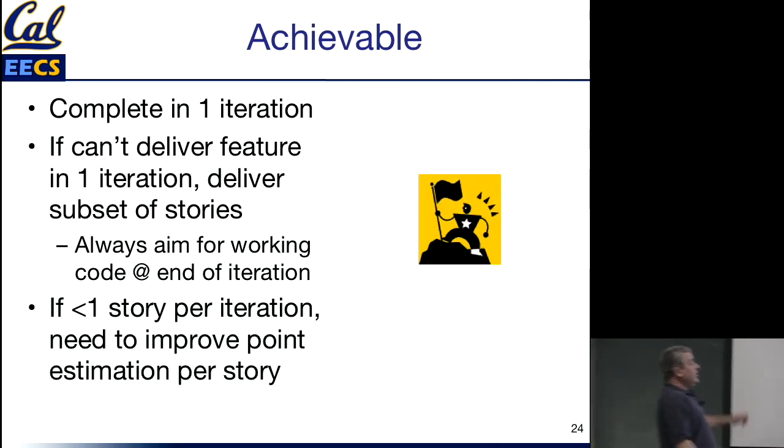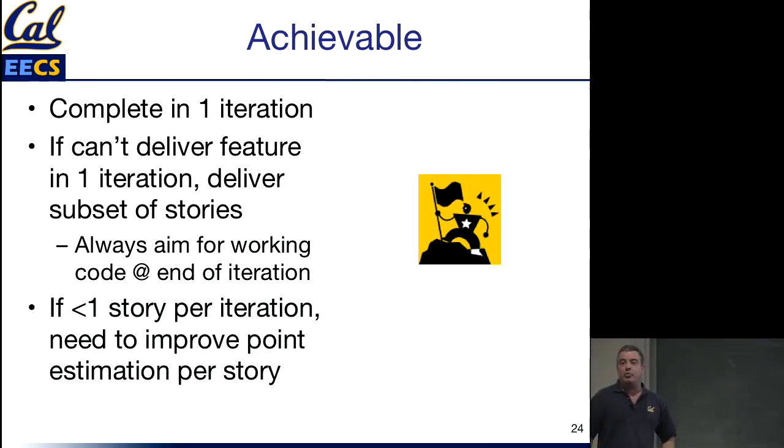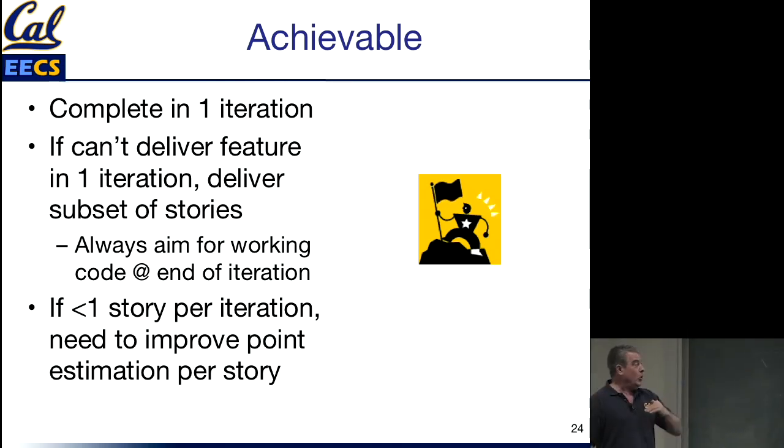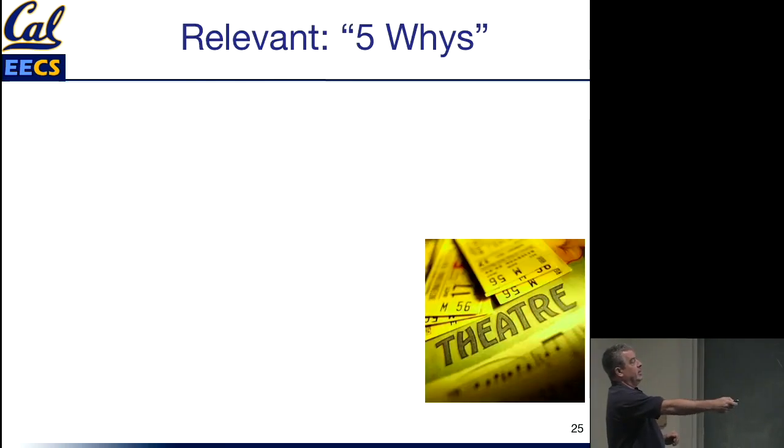If your team is not even completing a story per iteration, something's wrong. It might be that your stories are still too large, or it might be that something about your team process is not functional, but it's worth investigating. If you're not delivering a story each iteration, and my hope is that most teams here will be delivering several stories per iteration. All right, onward to the letter R.